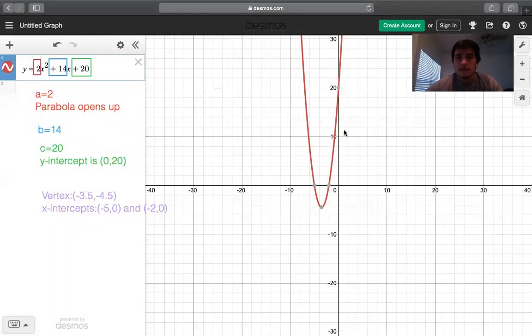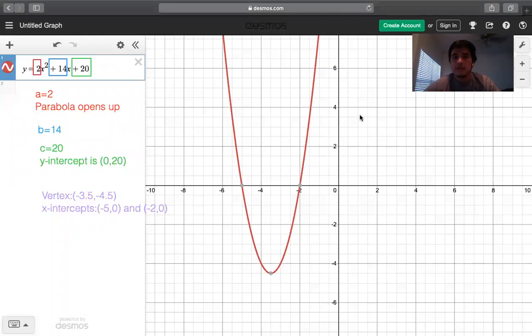And I look and I see that my y-intercept is, look at that, (0, 20), right? You can just zoom out. The zoom out button's over here and zoom in's right here. Okay, whatever works for you. And I also found the vertex is (-3.5, -4.5), and my x-intercepts. Okay, so I found all those things in 2 minutes just from looking at this equation in standard form and from typing into Desmos. Okay, so we'll do one more example and then we'll be done.